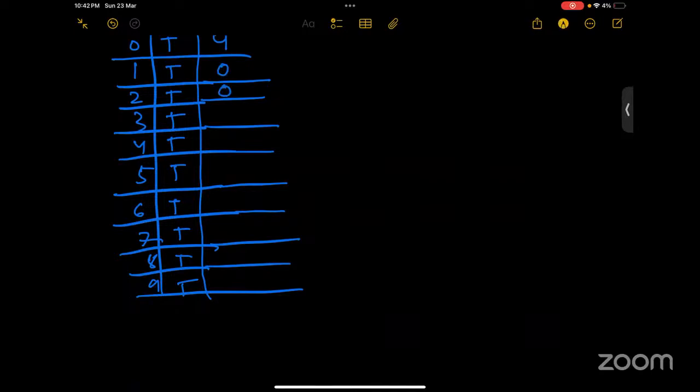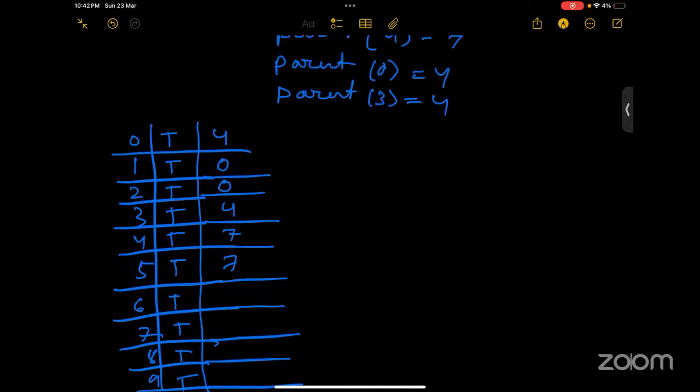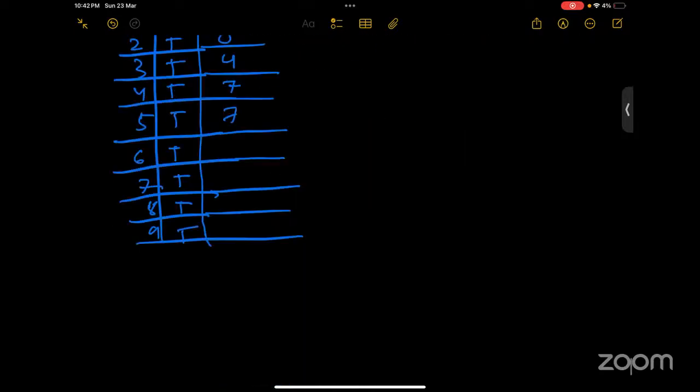Exactly, 0. For 3, it is 4. For 4, it is 7. 7, we have noted it, right? So 7 is our source, so we will leave it blank. 8 is 7. And what is the parent of 6?